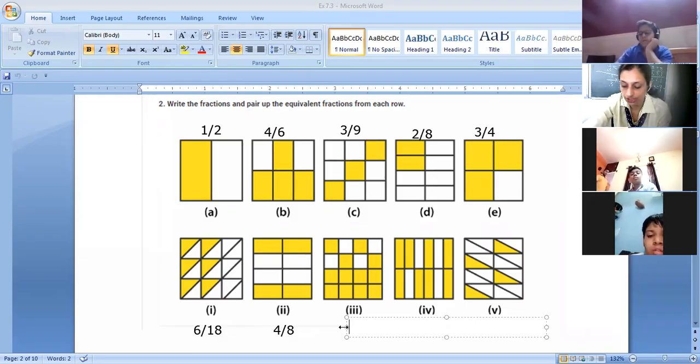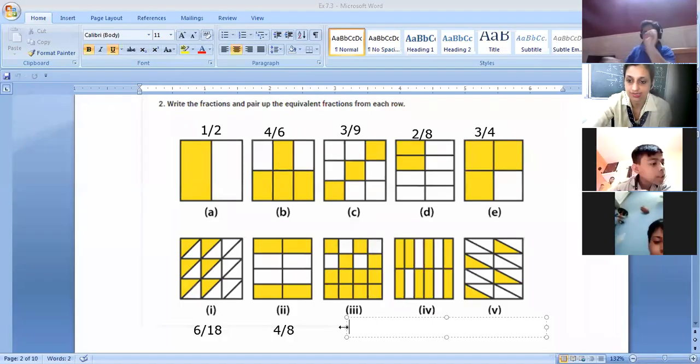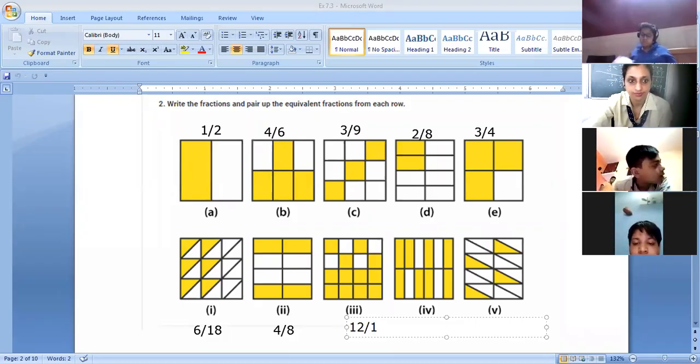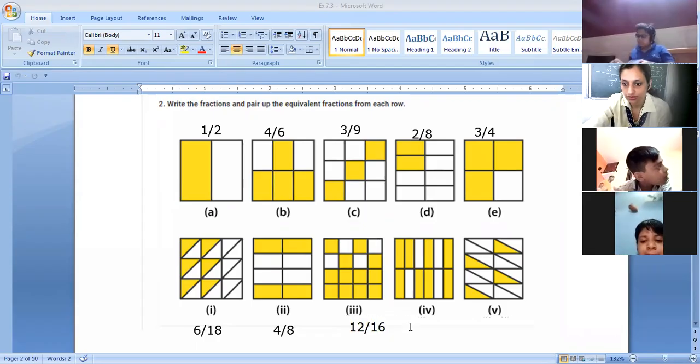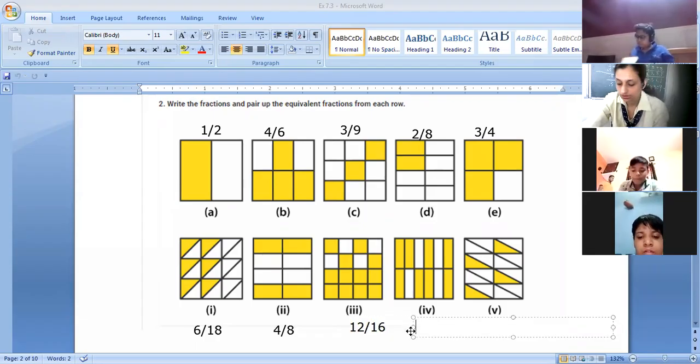12 by 15 or 16? It's 12 by 16. Yes. That's right. 12 by 16. Very good. Everybody is giving me the answer in the chat box. Next. How much is it after 12 by 16?